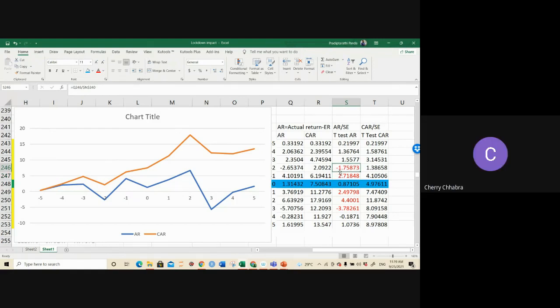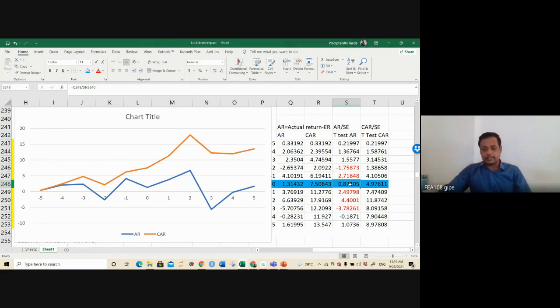At 0, it is not significant. Yes, that is true. At 0, it is not significant. But this value of t-test is irrespective of the sign, either positive or negative, because when we take paired t-test, it takes both sides of the distribution.